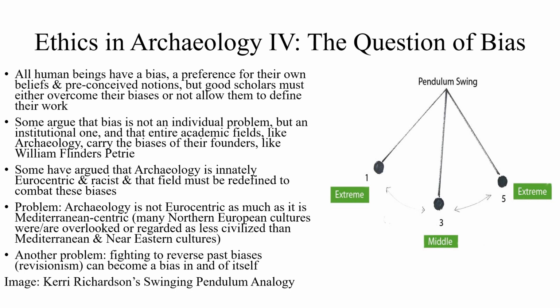Some, however, argue that bias is not an individual problem. It's not a case of a person having a bias, but rather they would argue that biases are institutional, and that entire academic fields, like archaeology, will carry on the various biases of their founders. People like William Flinders Petrie had ideas that we would consider to be racist today, that we would not consider to be appropriate today, that his ideas have created the field of archaeology, and that because of that, archaeology needs to be completely redefined to get away from the views of its founders, views that we would not support today.